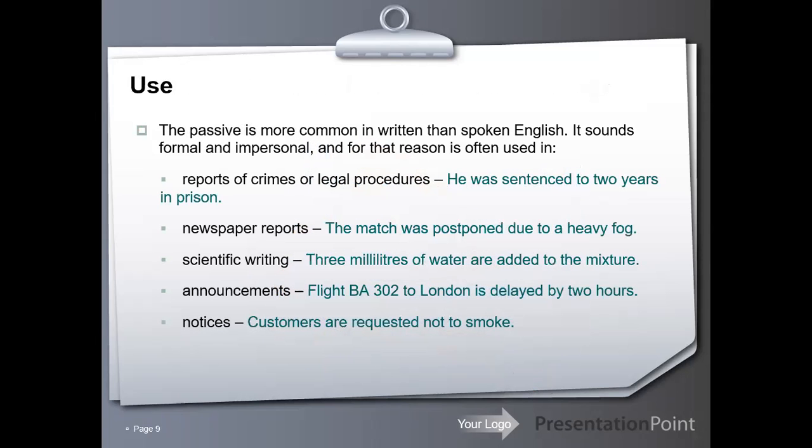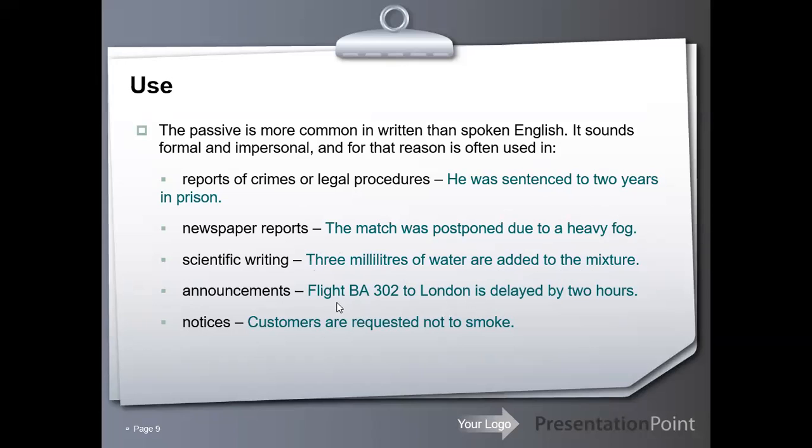Now, there are some other passive uses. The passive is more common in written than spoken English. Okay? It sounds formal and impersonal, and for that reason, it's often used in reports of crimes or legal procedures. He was sentenced to 2 years in prison. Okay? Newspaper reports: the match was postponed due to a heavy fog. Scientific writing: 3 milliliters of water are added to the mixture.